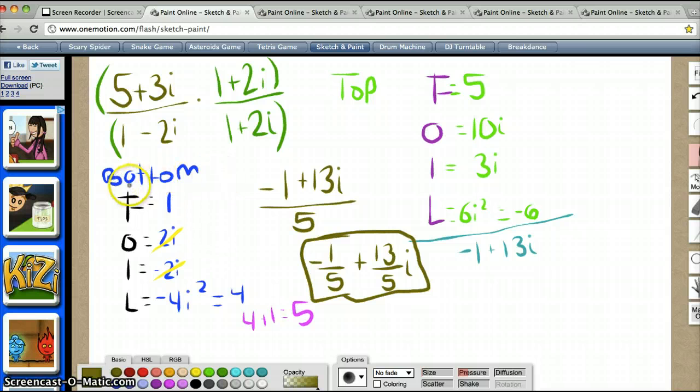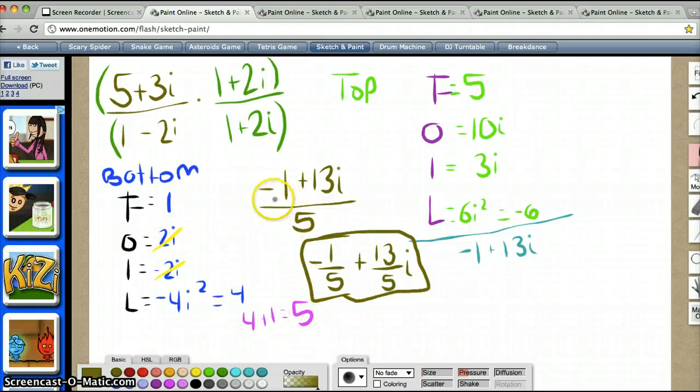Then we go ahead and do the bottom, and the same thing, we FOIL it. The first is 1 times 1, which is 1. The outside numbers are 1 and 2I, so 2I times 1 is 2I. The inside numbers are negative 2I times 1, which is a negative 2I. And the last numbers in your parentheses are a negative 2I times a positive 2I, which is a negative 4I squared. Again, I squared is a negative 1, so negative 4 times a negative 1 is a positive 4. Then we combine like terms. So 2I minus 2I cancel each other out, and 4 plus 1 is 5.